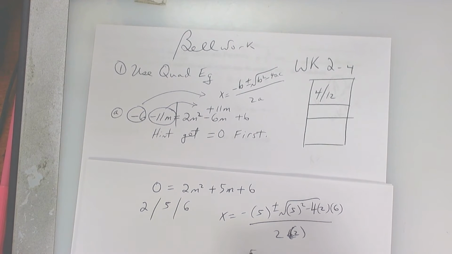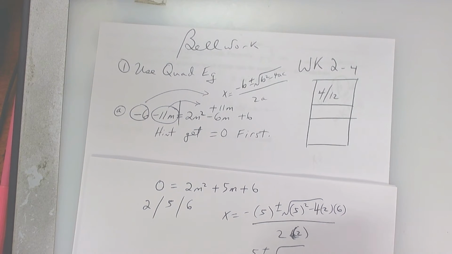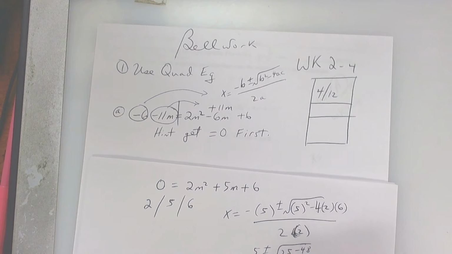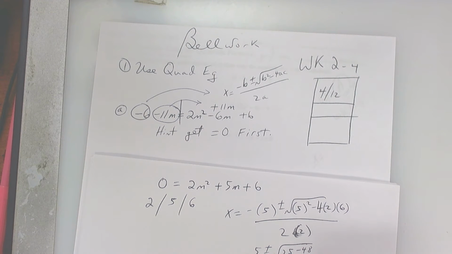So I get a negative 5 plus or minus the square root of 25 minus 4 times 2 is 8, times 6, 6 times 8 is 48. So that's going to give me a negative 48, and divide it by 4. Now the problem here is, let me make sure all my numbers are right real quick.